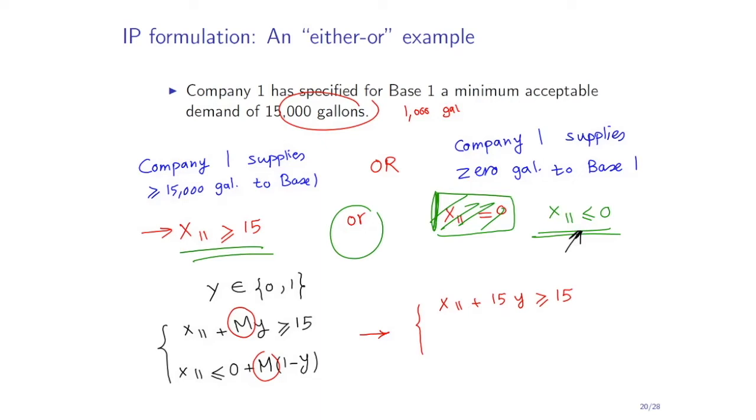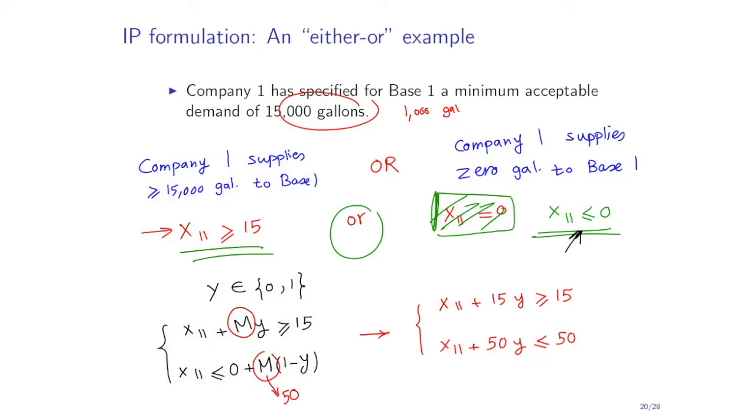How about this one? x11, I move every variable to the left-hand side, so it becomes M times y. My claim is 50 is enough, less than or equal 50. So I chose 50 for this one. Remember, if y is 0, I will have x11 less than or equal 50. And 50 is the supply capacity of company 1.